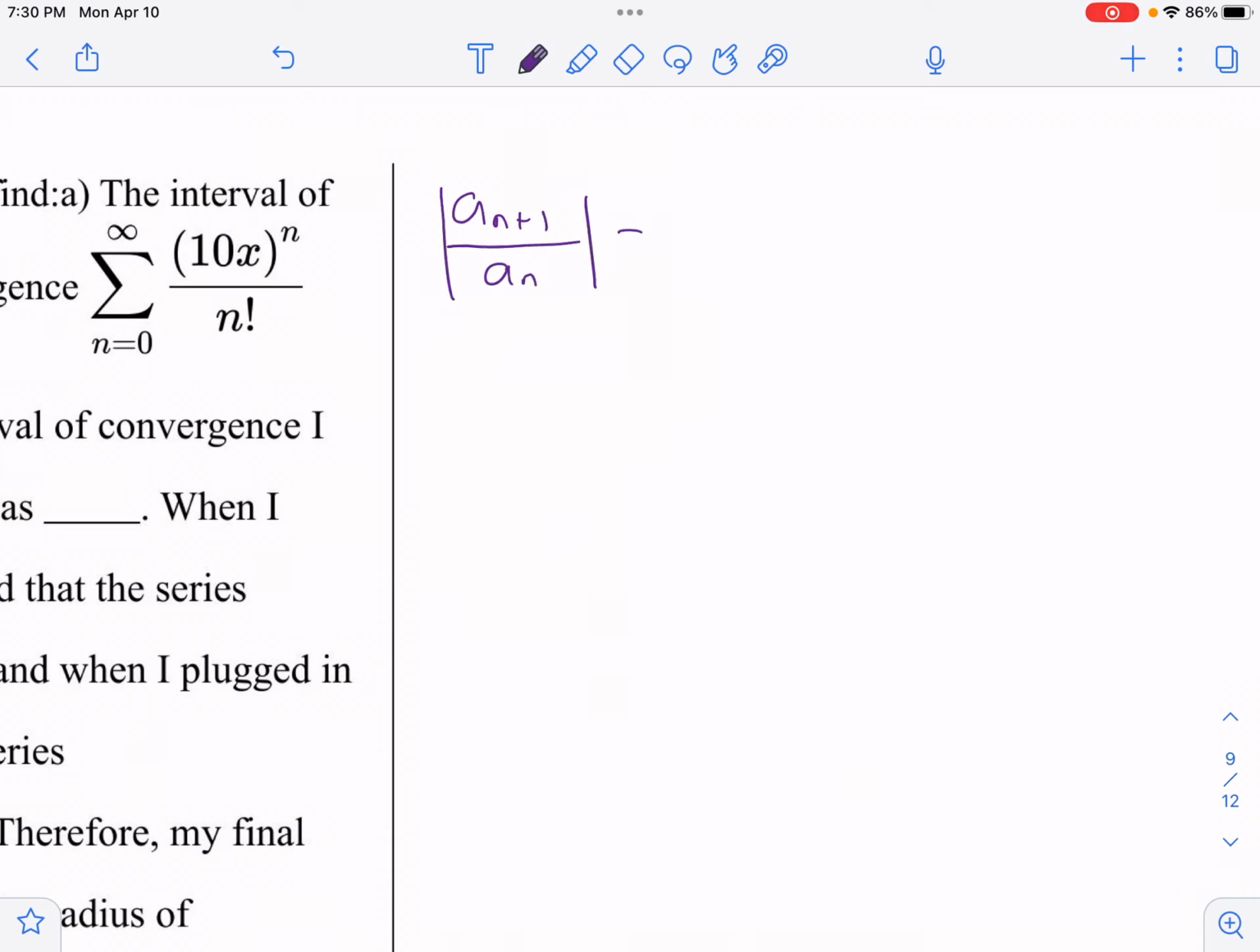So my n plus first term looks like this, and the only thing that needs the absolute value is anything involving the x. So I'm going to put it around that expression, divided by the nth term, which I'm just going to think of as multiplying by the reciprocal of the nth term. And again, the only thing that needs an absolute value bar is really the x, but I just put it around the whole 10x, and that's fine.